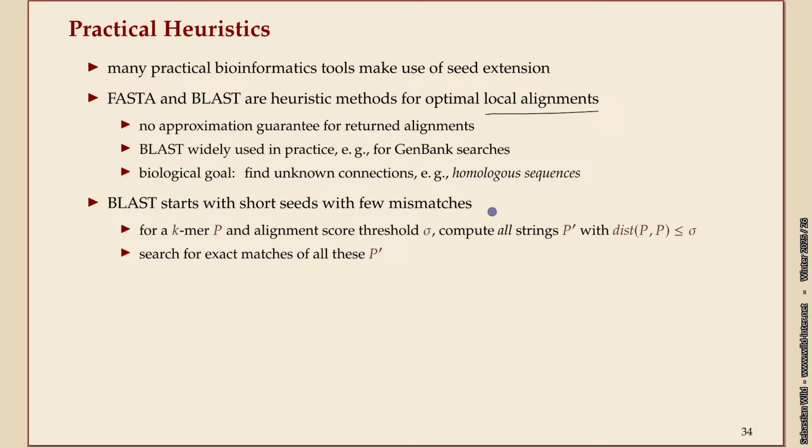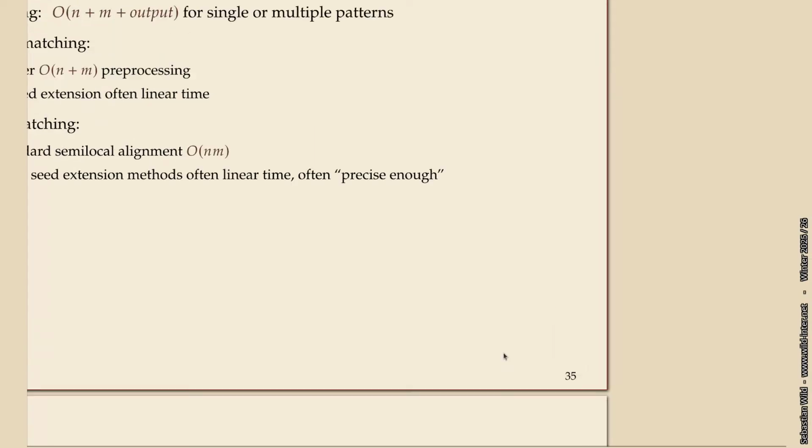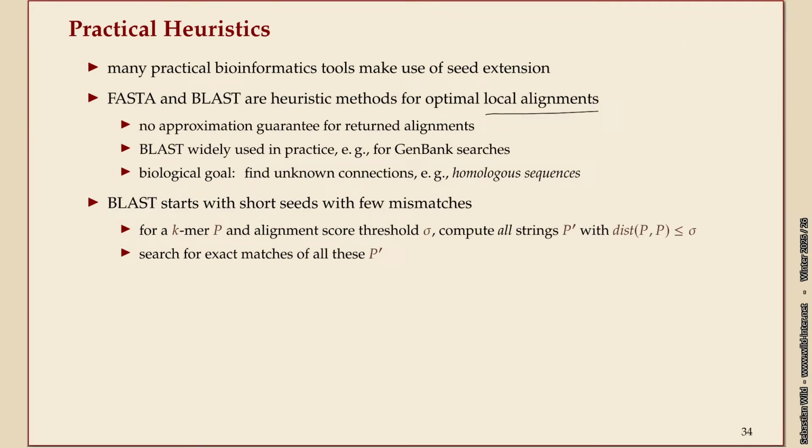You can even push the idea slightly further. The seed doesn't have to be an exact match, but you can still use exact matching algorithms in the following way. If you restrict yourself to fairly short seeds and fairly tight thresholds for how much the seed is allowed to differ from the matching part of the text, then you can just pre-compute all possible strings, all ways to modify the pattern, so that this modified pattern and P are within distance sigma according to your alignment score, whatever score you use. That's, in general, an exponential set.